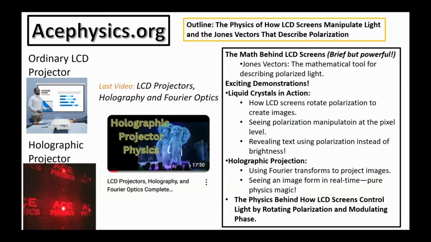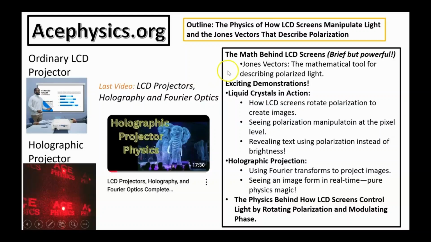We'll start with some powerful mathematics, Jones vectors, a precise way to represent polarization of light. Don't worry, the math will be accompanied by a clear animation to make it intuitive. Then we'll move on to a series of fantastic demonstrations, revealing how LCD screens rotate polarization to manipulate phase and how spatial light modulators work. This lesson will not only deepen your understanding of polarization, but also showcase the incredible engineering behind modern display technology. So stick around, there's a lot to see.